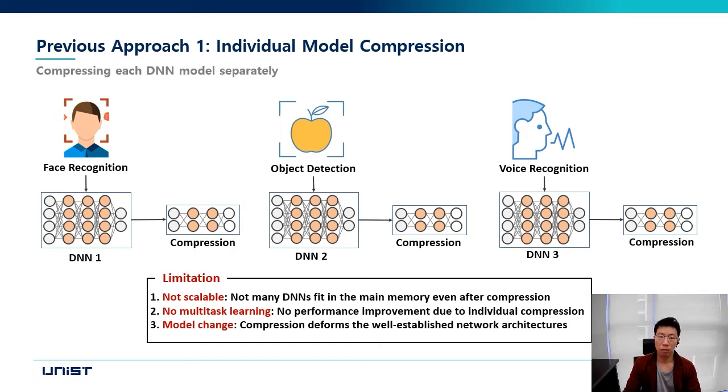And also, it does not perform multitask learning that can bring collective performance improvement of multiple DNNs as they are independently trained, which does not increase the prediction accuracy of each DNN by exploiting the commonalities and differences across different tasks. And lastly, the compression method requires the modification of the well-established original network architecture, which might cause unexpected behavior at runtime. And also, many compression techniques require time-consuming human effort with high cost.